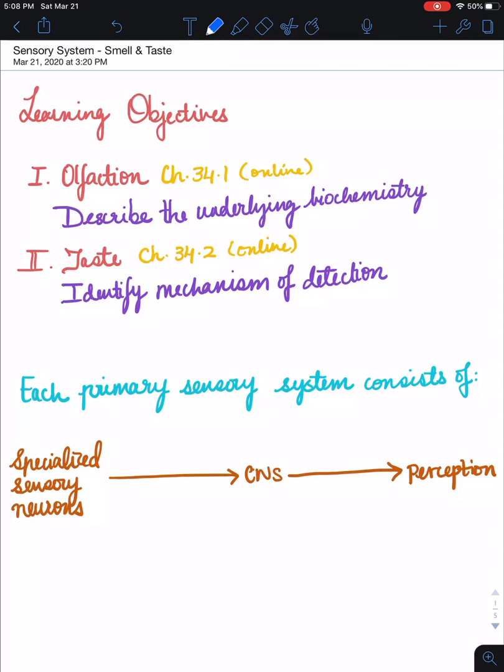Okay, so let's get started. Each primary sensory system consists of specialized sensory neurons, and these specialized sensory neurons transmit nerve impulses to the central nervous system, where they get processed and are combined with additional information and yield a perception.